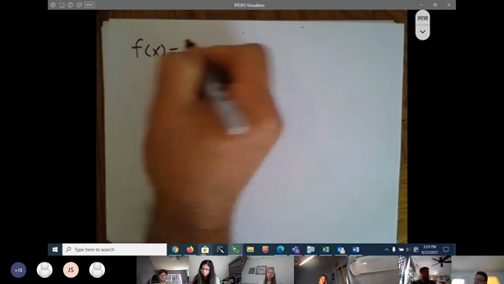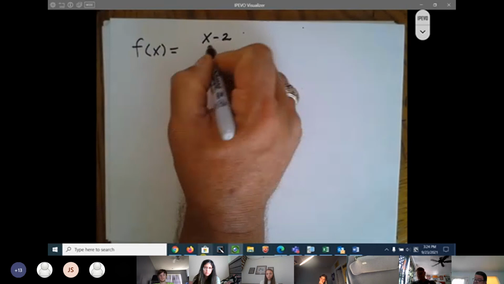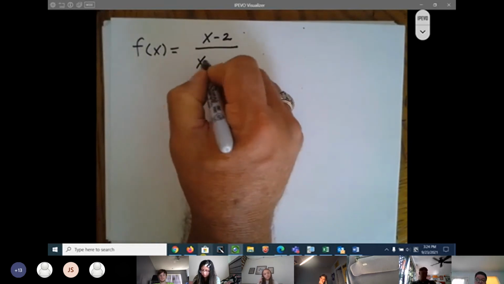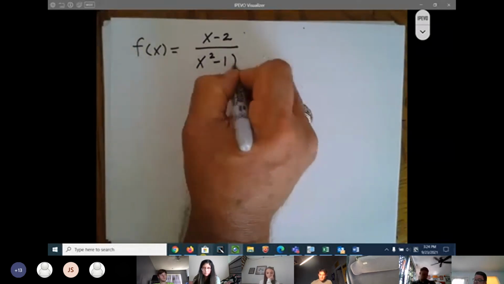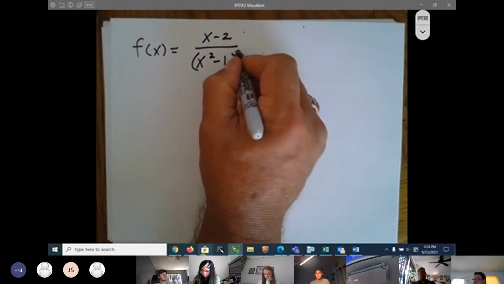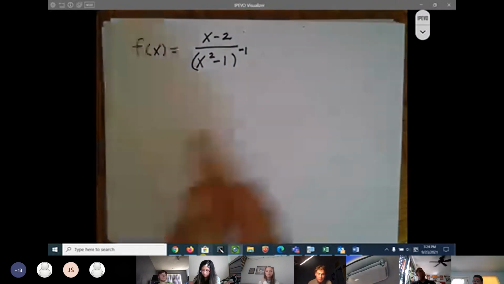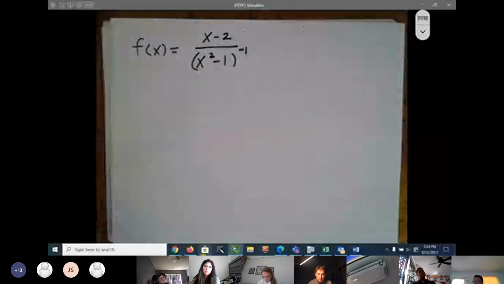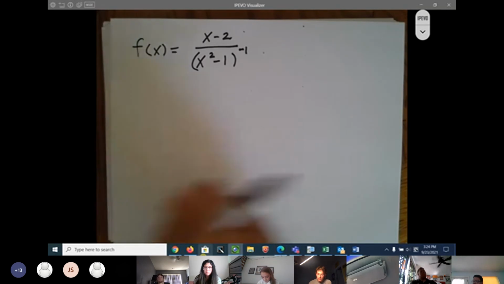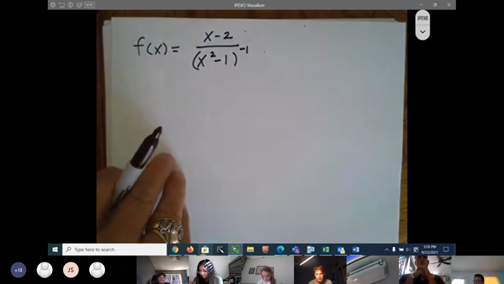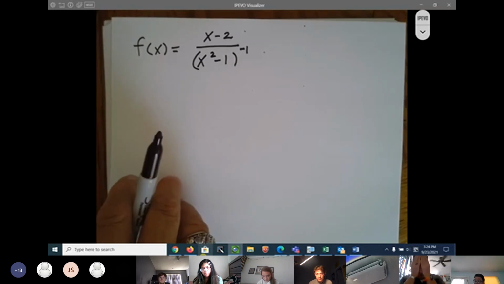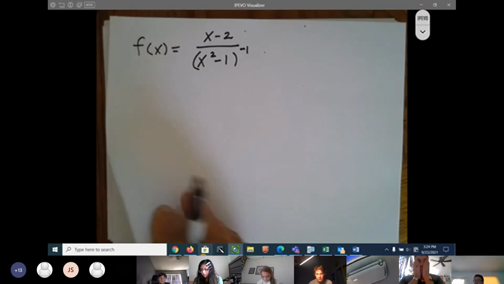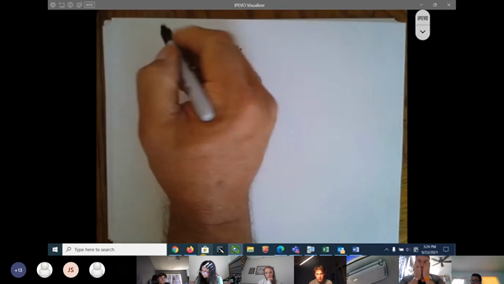f of x is equal to x minus 2 divided by x squared minus 1. Oh, we can't do that because we don't know the chain rule yet. So we can't do it that way yet. Forgot about that. You got to know the chain rule. So let's go over here and do this one. We can do the quotient rule with this one.